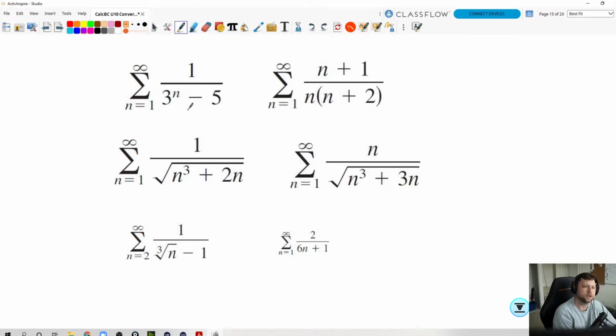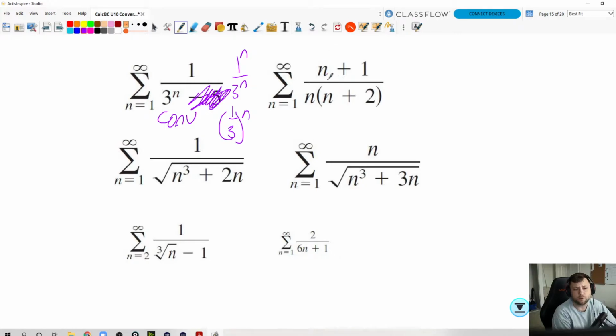I'm going to take this first one right here. Let's get rid of this -5 because the 3 to the n is the one that matters on this term. So just get rid of the garbage that doesn't matter as you go to infinity. So I'm really just left with 1 over 3 to the n. That's the same thing as 1 over 3 to the n, which is 1/3 to the n power. That's a geometric series. The ratio is 1/3, so we know this converges.